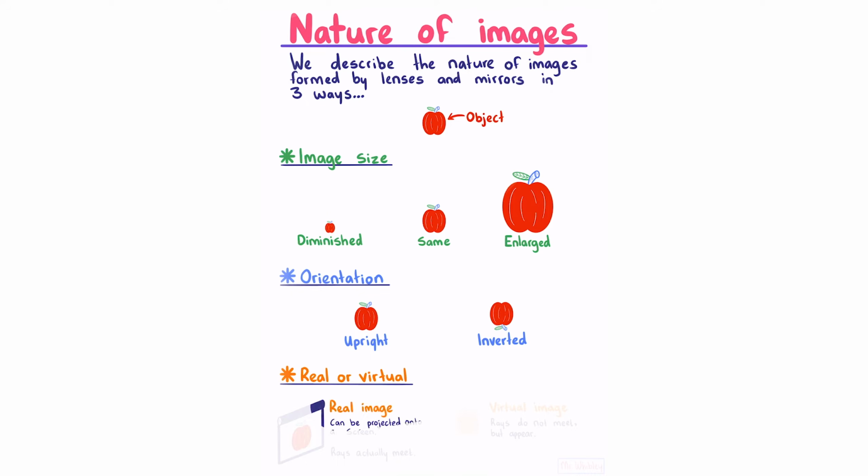A real image can be projected onto a screen, and the rays actually meet. For a virtual image, the rays do not meet, but do appear to. Don't stress too much about understanding this now. We'll be revisiting it in a number of pages.